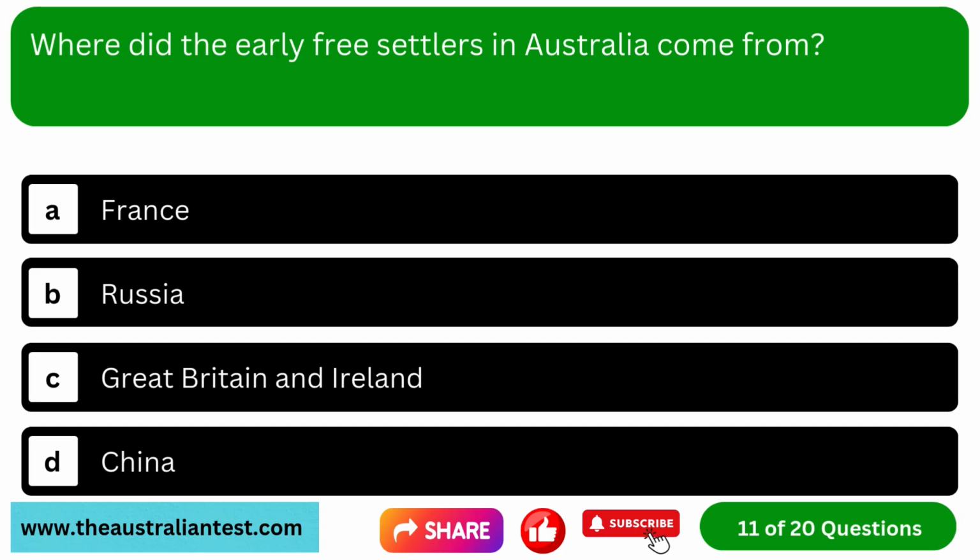Question 11. Where did the early free settlers in Australia come from? Option A, France. Option B, Russia. Option C, Great Britain and Ireland. Option D, China.